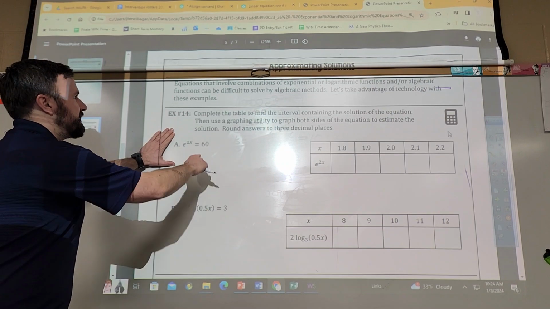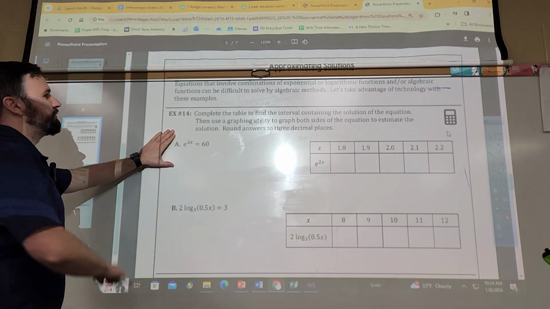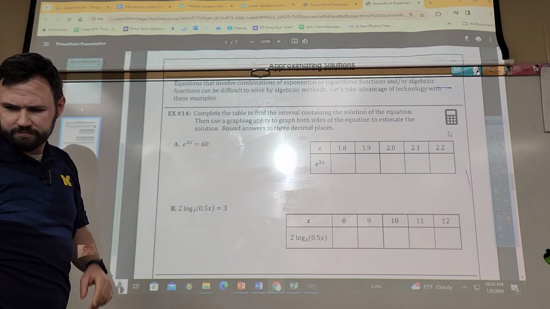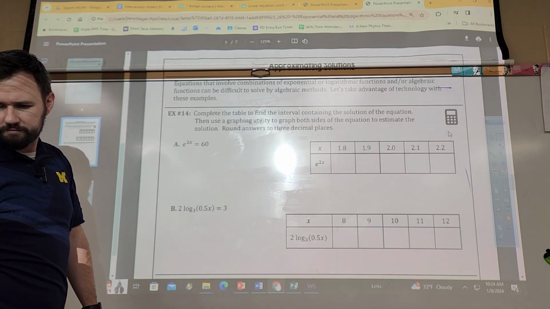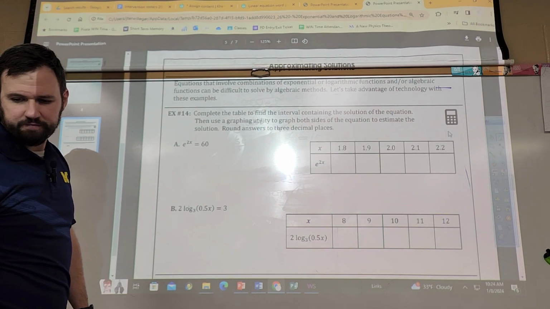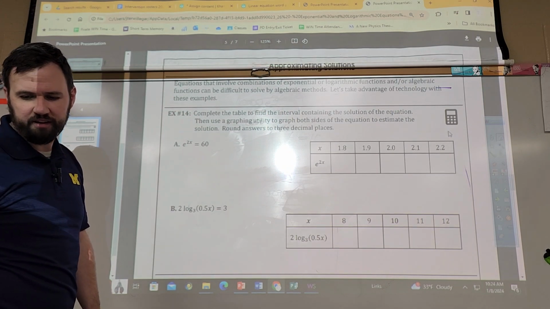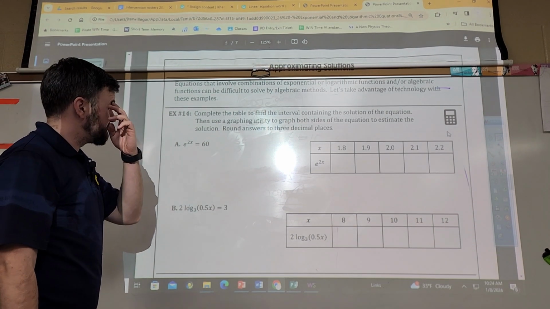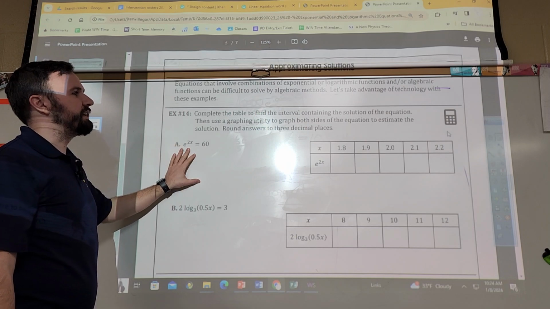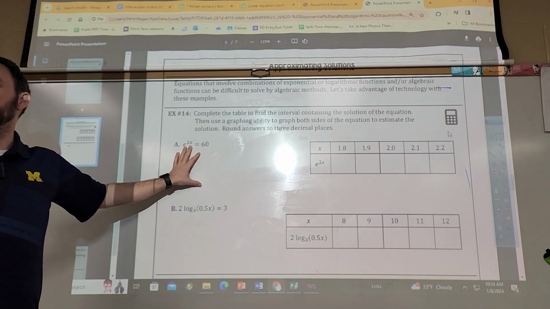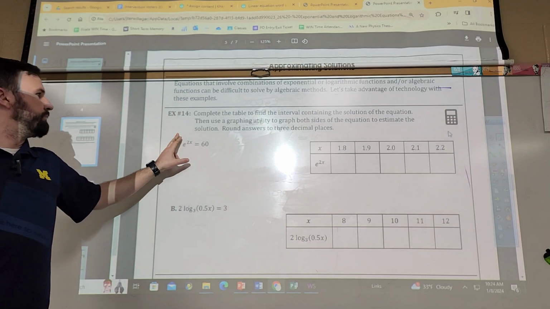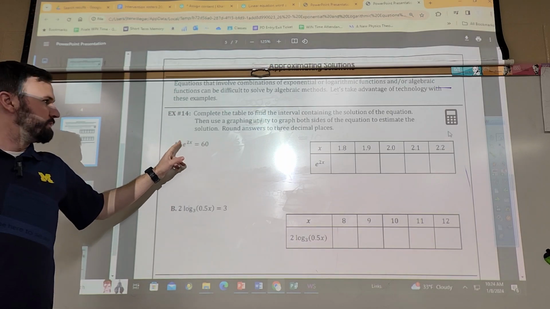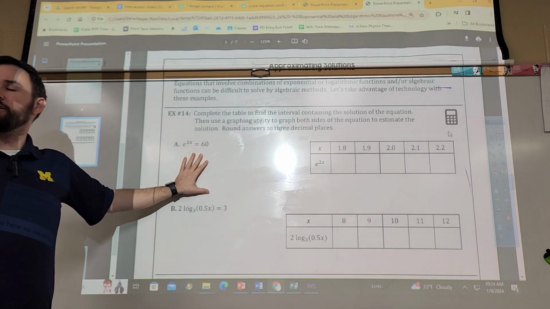All right, let's do this. Complete the table, and let's find the solution. Sound good? Yeah. Why would you ever do it this way? I don't know. Let's do it. So what we're going to do is, this is a way to solve equations that you don't know how to do. Do we know how to do this problem? I can natural log both sides, right? Divide by 2. Answer. What if I don't know how to do that?